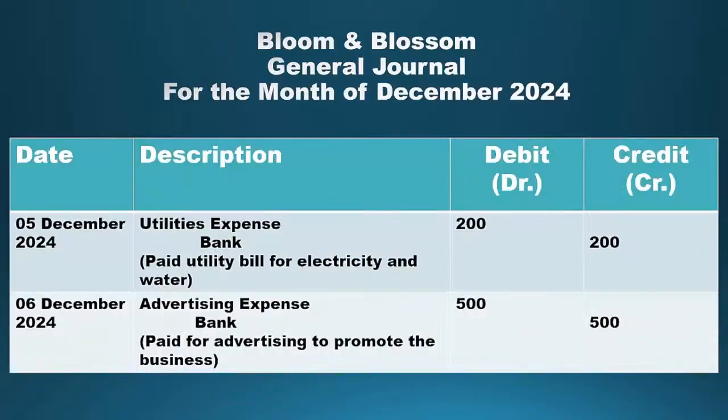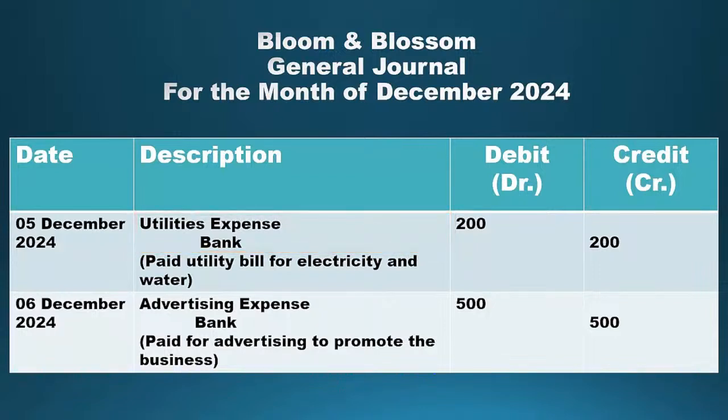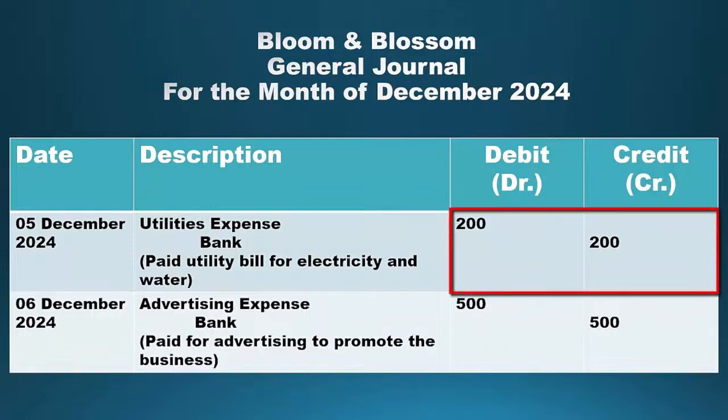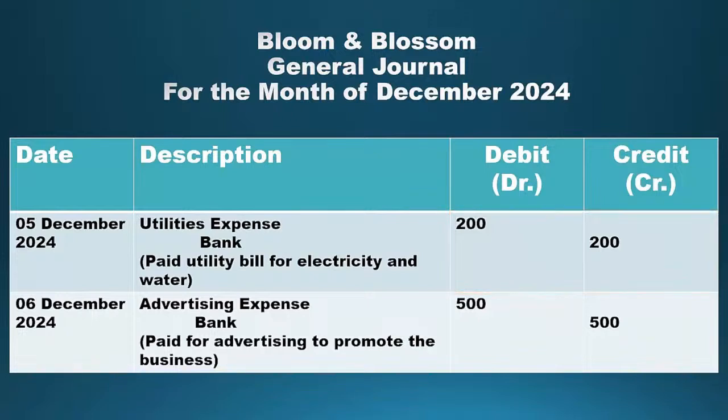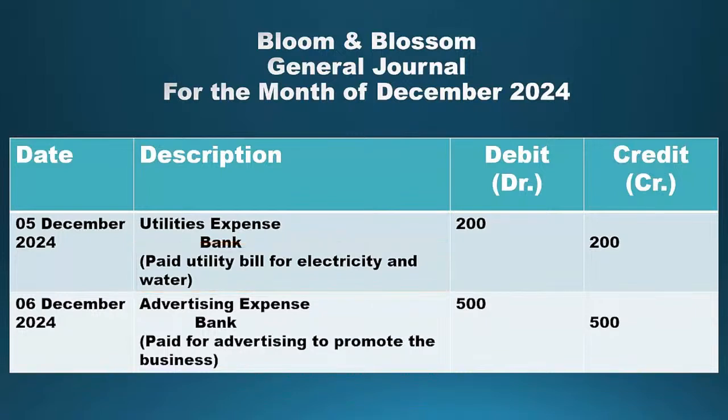Step 5, recording in the journal. Finally, record this transaction in the journal as follows. Date. Enter the date of the payment. Accounts. Write the names of the accounts involved, utilities expense account and bank account. Amounts. Enter $200 as a debit to the utilities expense account and $200 as a credit to the bank account. Description. Add a brief explanation, such as paid utility bill for electricity and water.